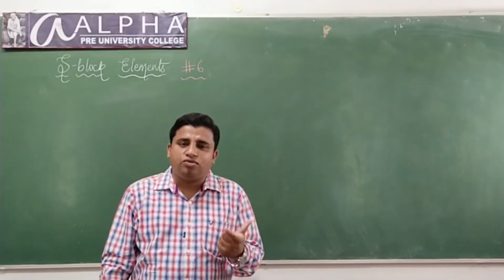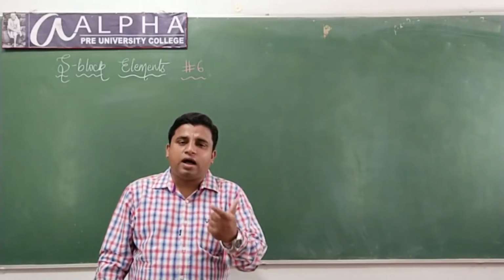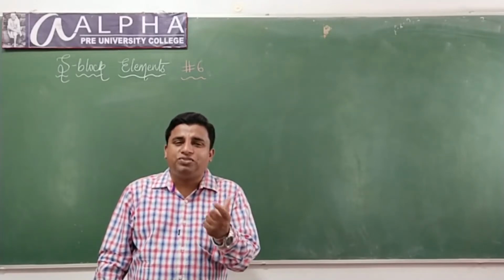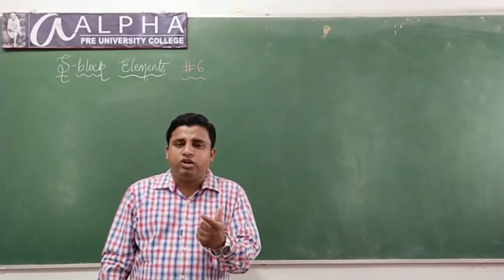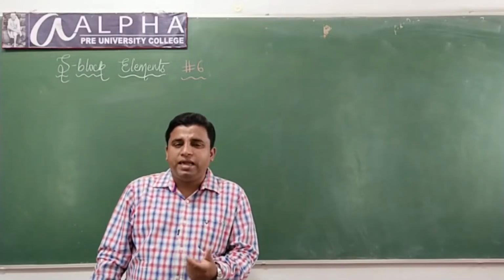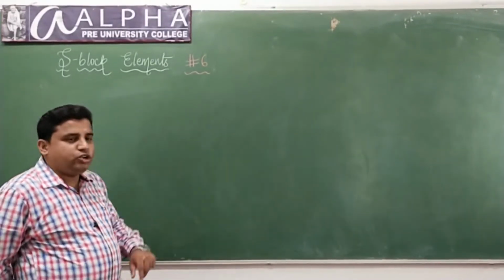What is the formula for lithium nitride? Li3N. And what is the formula for alkaline earth nitrides? It is M3N2: beryllium nitride Be3N2, Mg3N2, Ca3N2, Sr3N2 and barium Ba3N2. So let us continue now.